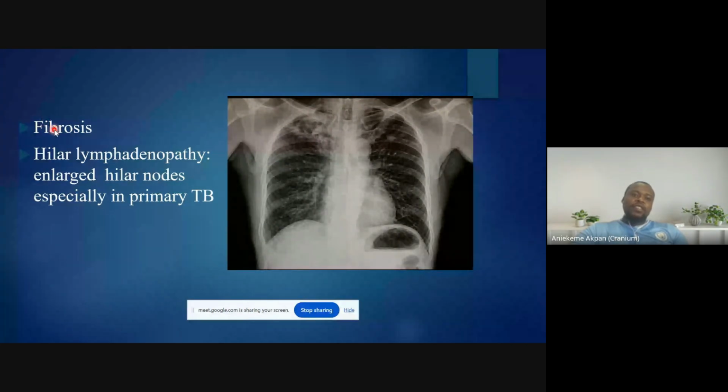So you can even see fibrosis, and you can see hilar lymphadenopathy, where you see enlarged lymph nodes in this area. These are the hilar of the lungs, here for the right, and around here for the left. So you can see the lymph nodes around this area being very prominent, and you can also see the upper zone of this particular lung is also being affected.